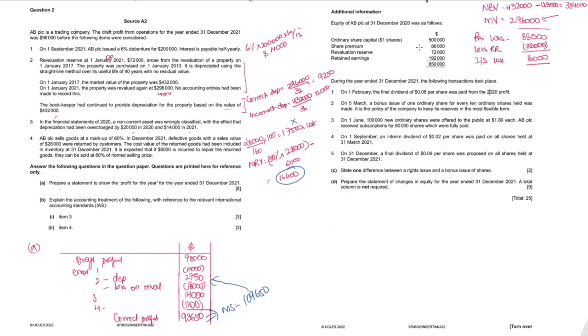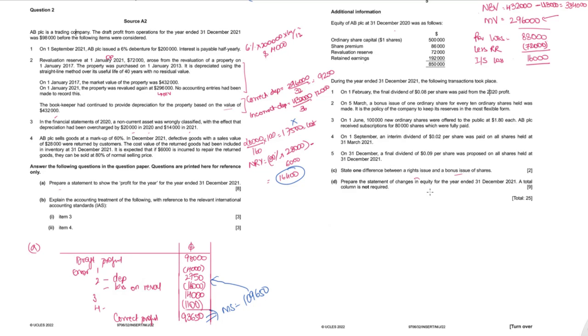Okay, let's continue. The equity of AB PLC was the following on 31st December 2020, which is the opening: ordinary share capital, share premium, revaluation reserve, and retained earnings. Then the following transactions are given. On 1st Feb, final dividend is paid. Bonus issue is there. New shares are there. Interim dividend, and again final dividend was proposed. State one difference between rights issue and bonus issue.